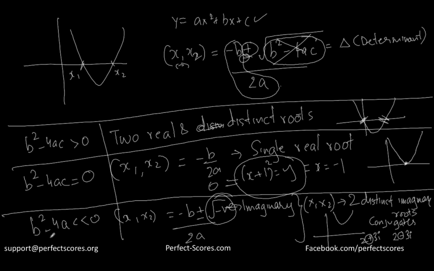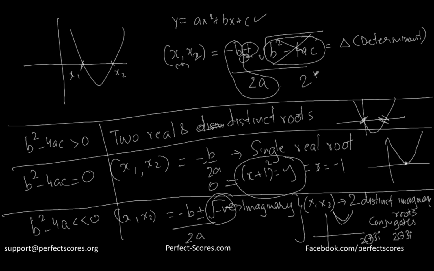Another thing is when b square minus 4ac is less than 0, that means this is going to be a negative number. That means you're going to get imaginary roots. Your graph will hang in the air. It will never cut the x-axis. And both the roots are going to be conjugates of each other.